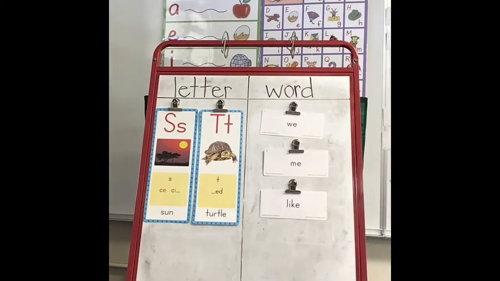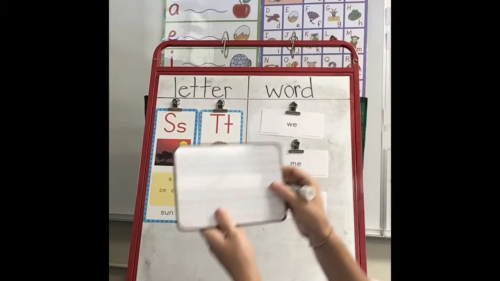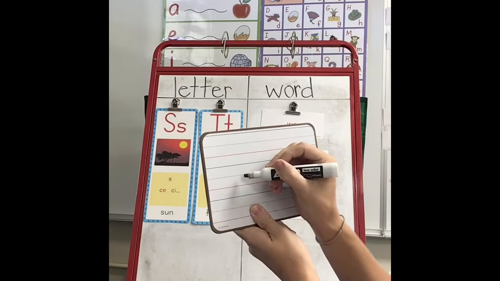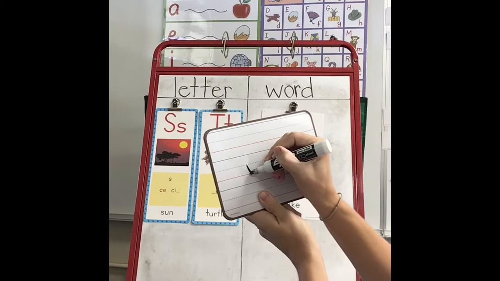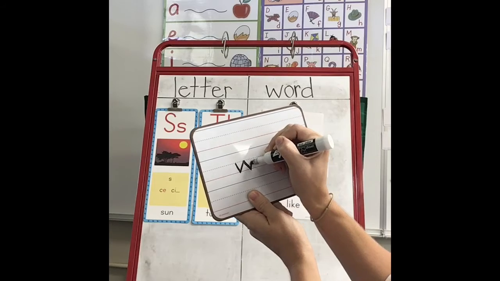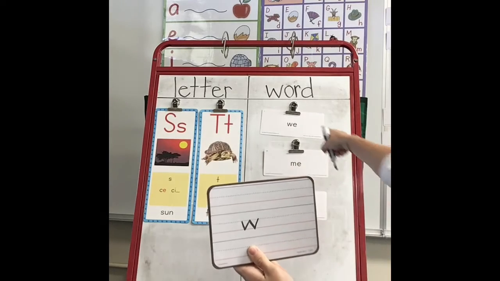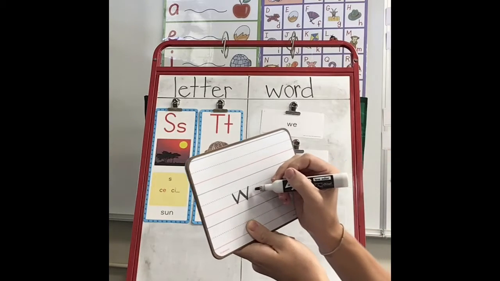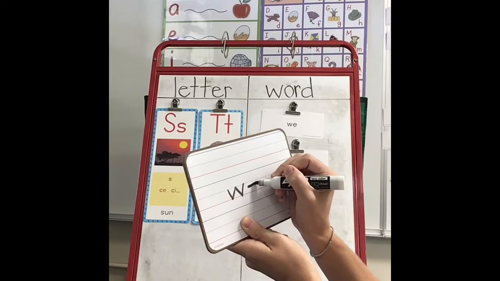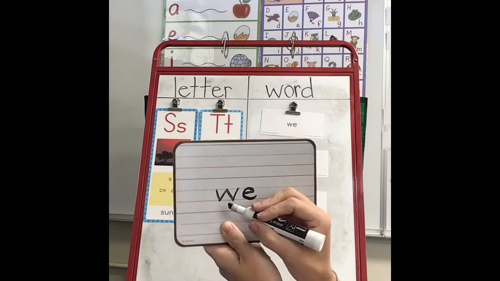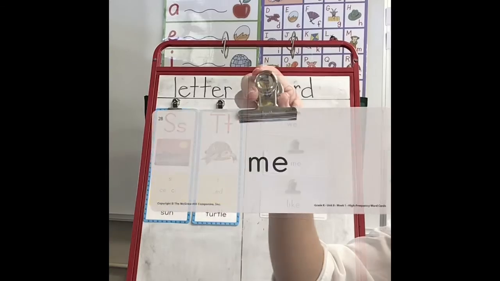Now we get to write the word we. Starting with the small w. The lowercase w is small, so it starts in the middle. We slant down, slant up, slant down, slant up. Now we need to write our lowercase e. It's also small. We go across and around. We.